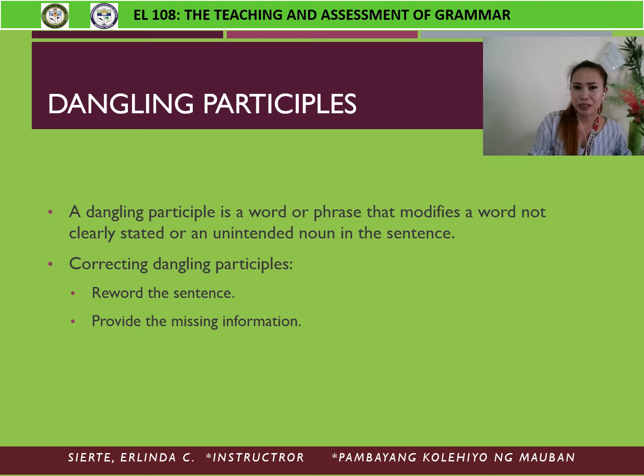How about dangling participles? Well, a dangling participle is a word or phrase that modifies a word not clearly stated or an unintended noun in the sentence. Correcting dangling participles: reword the sentence, provide the missing information.